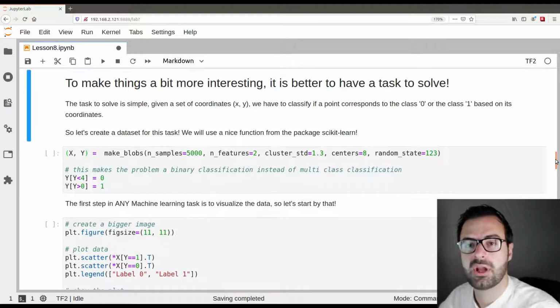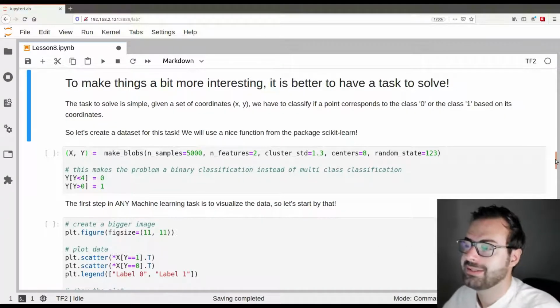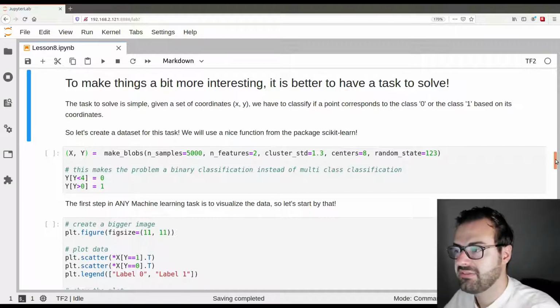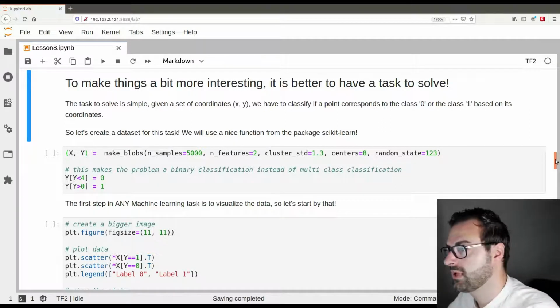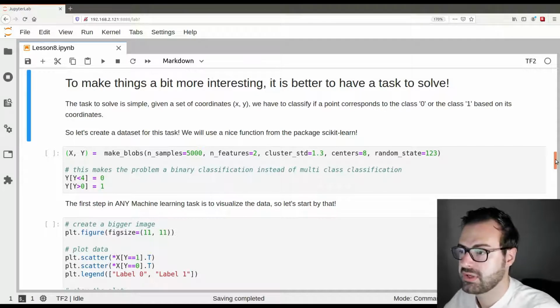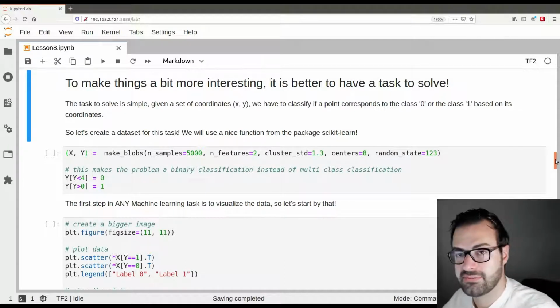Okay, so talking about the task to solve. The task to solve is simple. Given a set of coordinates x and y, we have to classify if a point corresponds to the class 0 or the class 1, based on its coordinates. So let's create a dataset for this task.